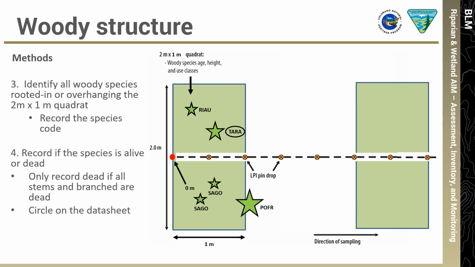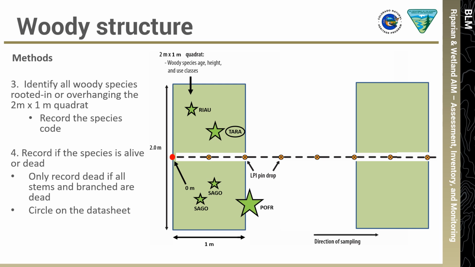Next, in step 4, for each woody species, record whether the species is alive or dead. Record if the species is dead by circling the species code on the form. Record the species as alive or dead based on all branches intersecting the quadrat, whether the individuals are rooted in or overhanging the quadrat. Only record dead if all intersecting stems and branches of the species are dead. For tree species, live versus dead is also recorded for individuals rooted in the quadrat in step 9. At this step, however, record live versus dead for the species as a whole.